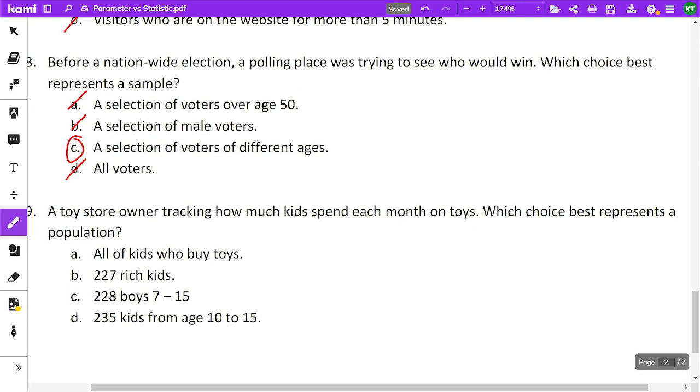And our last one says a toy store owner tracking how much kids spend each month on toys. Which choice best represents a population? So we're seeing how much kids spend each month on toys. So we are going to be looking at all of the kids who buy toys because again, a population, we're looking at our whole entire demographic here. So not just the rich kids, not just the kids from ages 7 to 15, and not just the kids ages 10 to 15.